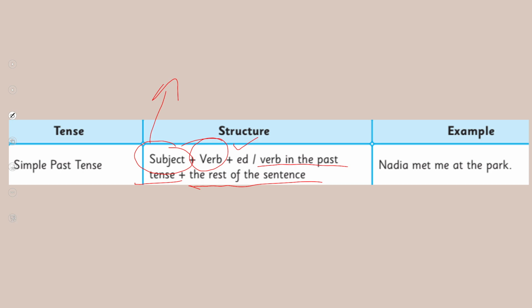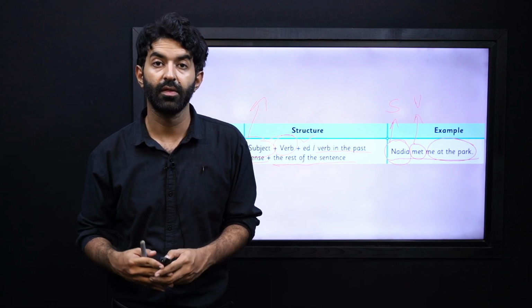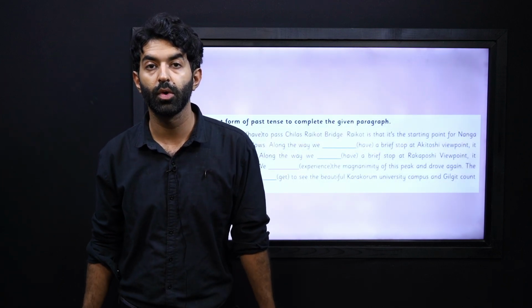So, Nadia met me at the park. Here the subject is Nadia. This is our subject. To meet is a verb. But here, if you use the second or third form of the verb meet, you will come up with met. And then the rest of the sentence. Me at the park, this is just simple. We did not change it in the past form. So this is how you create a simple past tense.